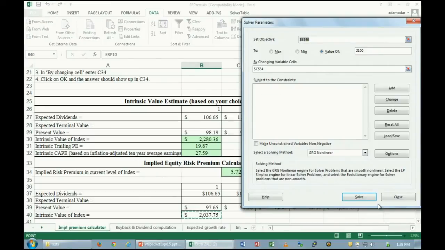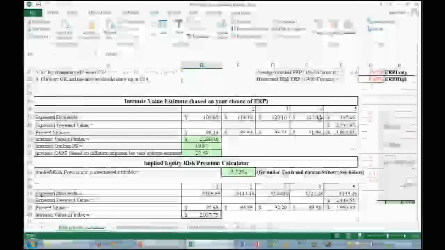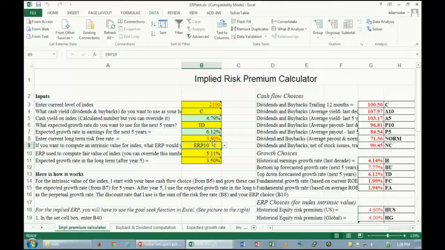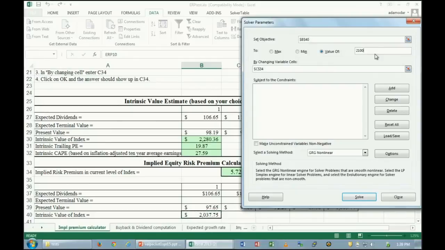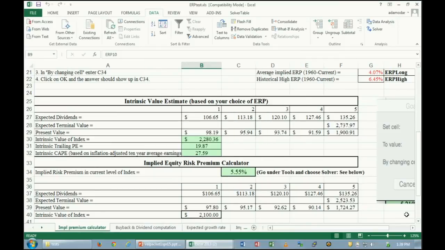So I'm going to do the same setup. Remember, it was 5.72. Let's see what happens now. Oops, nothing happened. Okay, risk-free rate. There you go. Risk-free rate goes up, equity risk premium comes down.